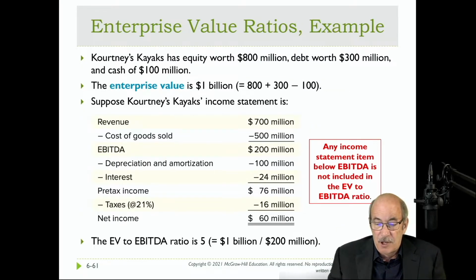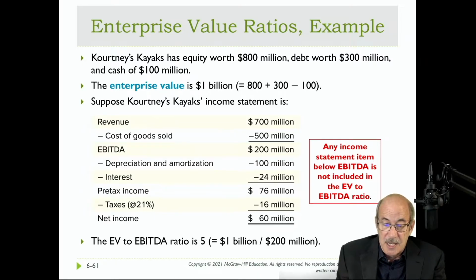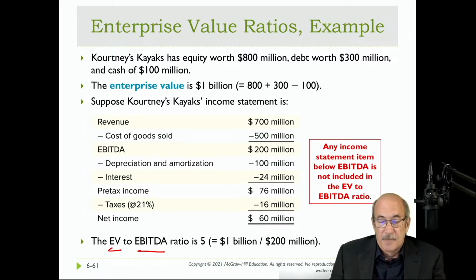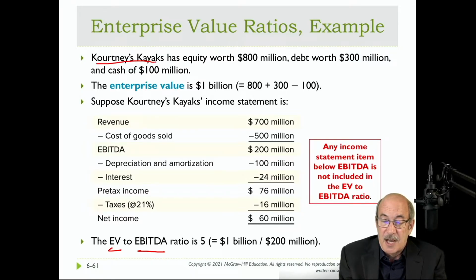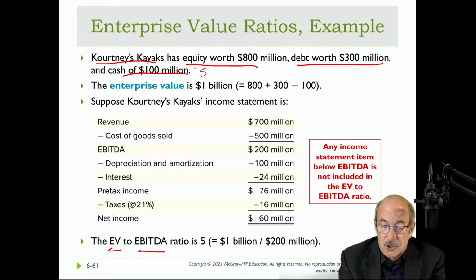So here's how we go about doing that sort of valuation. We'd look at EV to EBITDA, that is earnings before interest, taxes, depreciation, and amortization. And if we start up here, we've got Courtney's Kayak. Equity is worth $800 million. Debt has a market cap of $300 million, and we have 100 million of surplus cash.